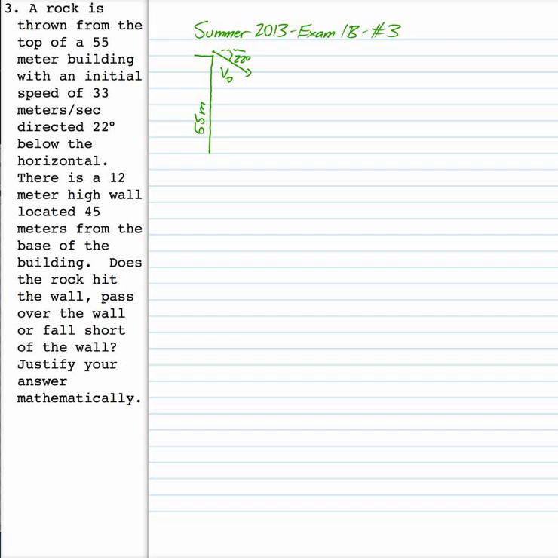Now the rock is going to perhaps encounter a wall. The wall is 45 meters away, and the wall is 12 meters high. So let's see, that means that the rock has 43 meters of downward displacement that it can travel.